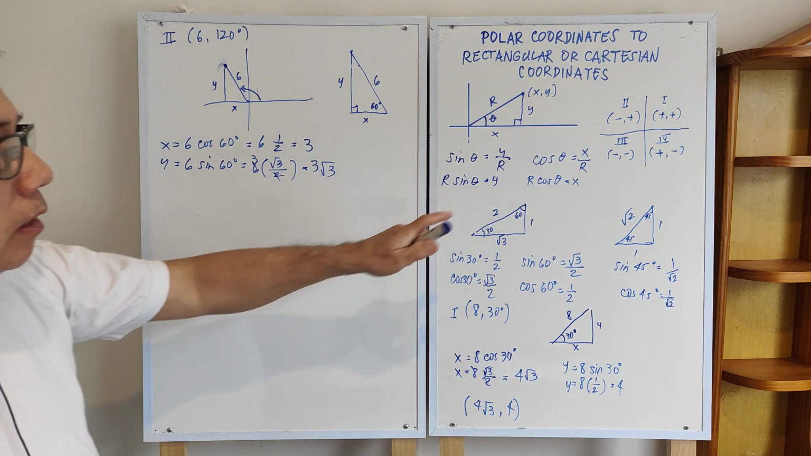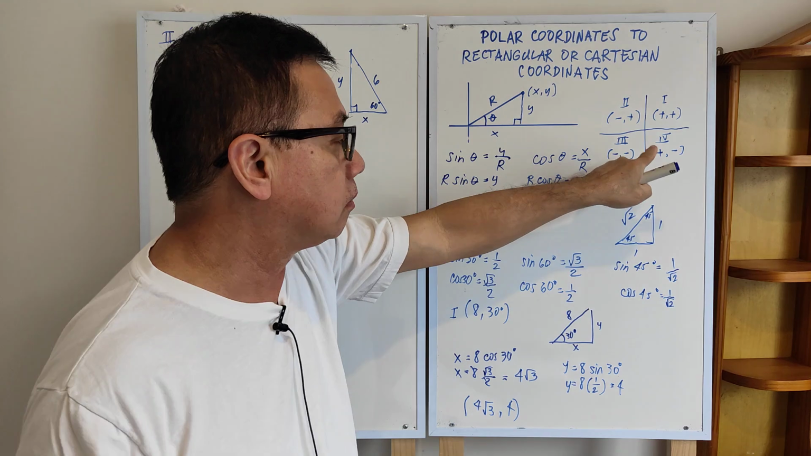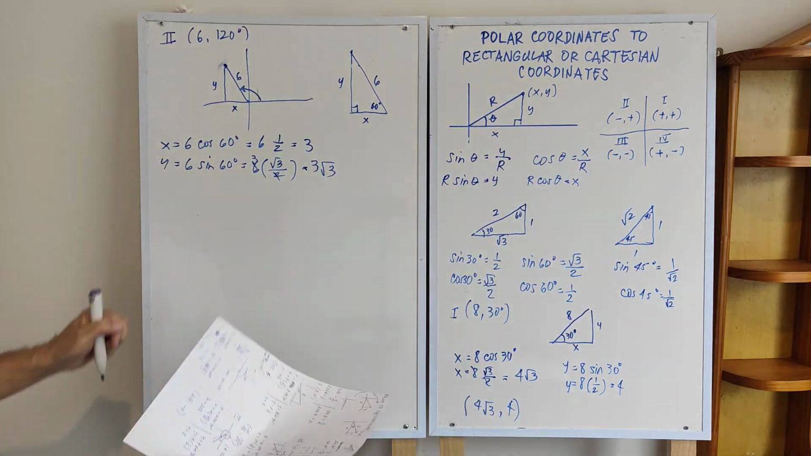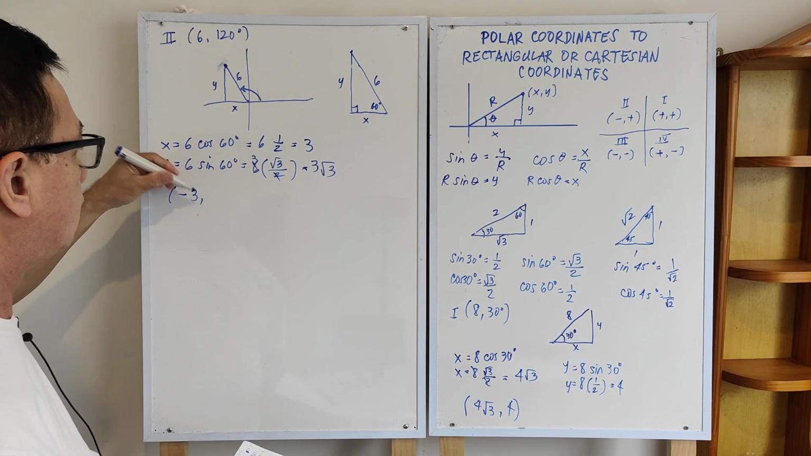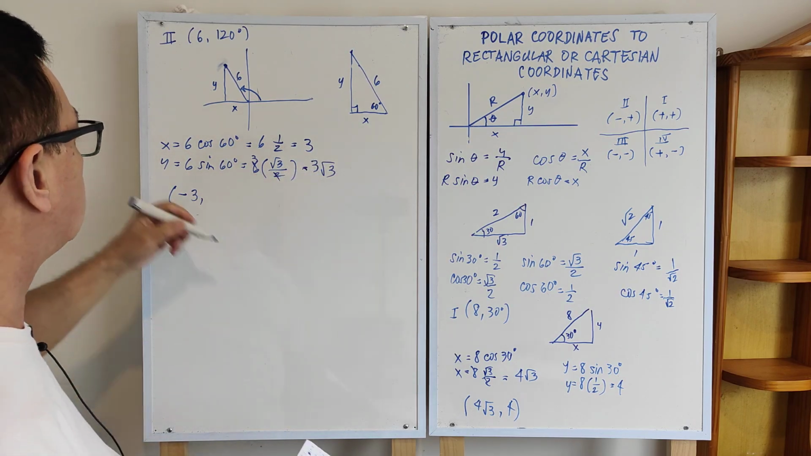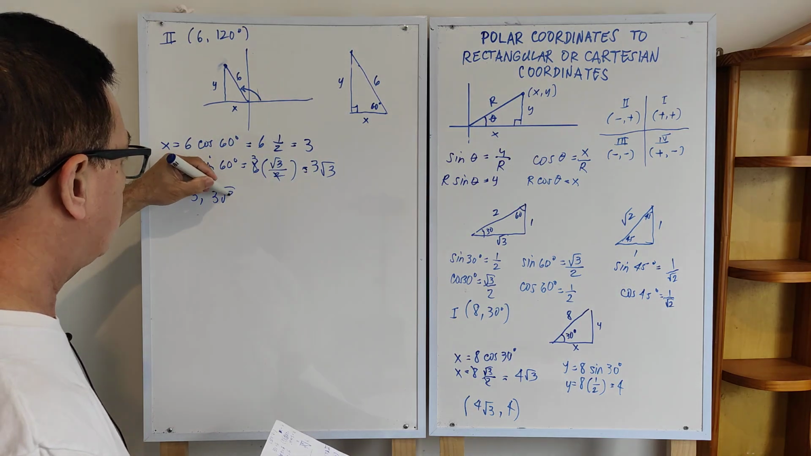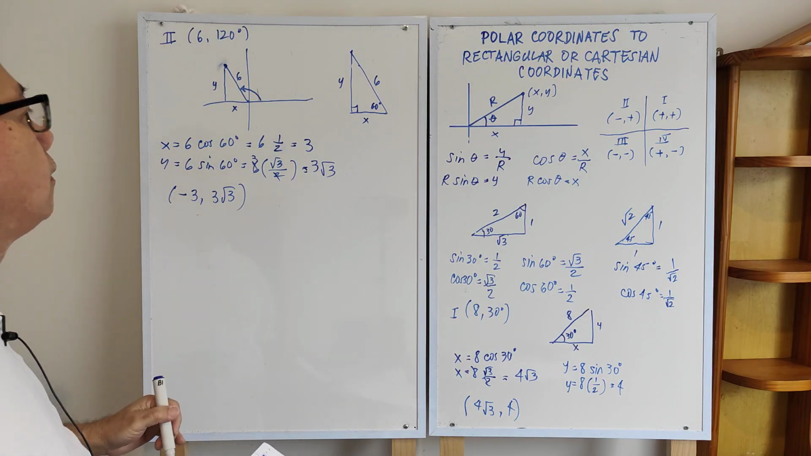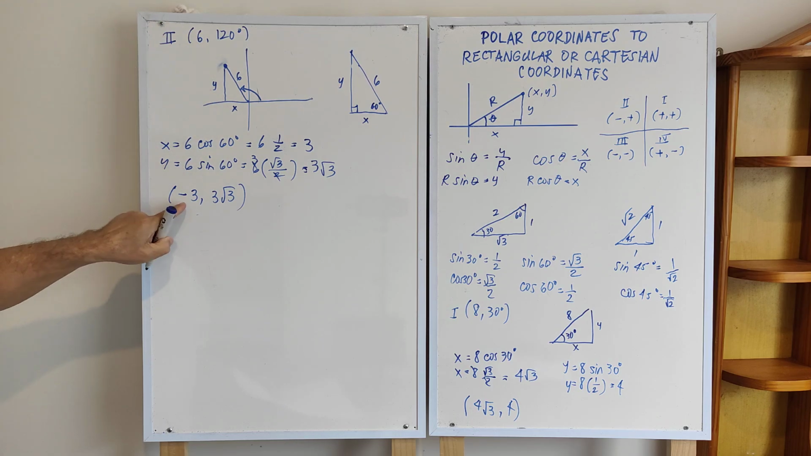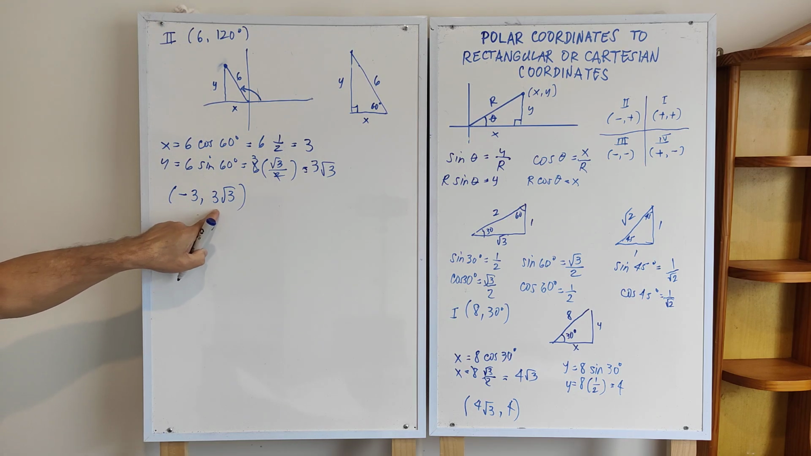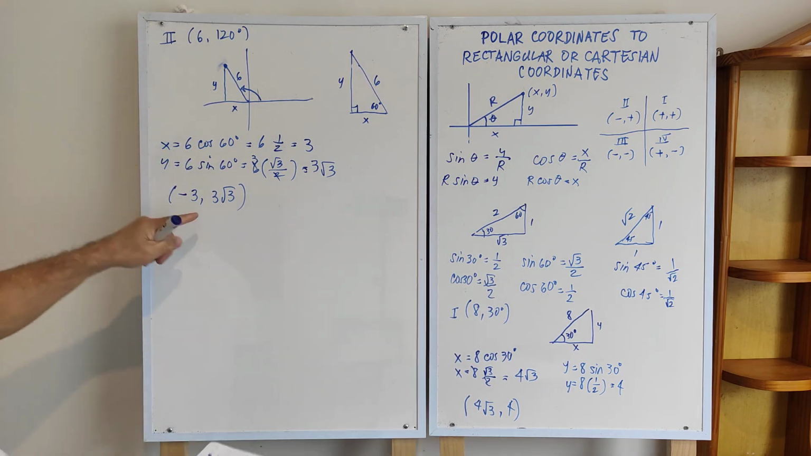So now in quadrant 2, your first number, your x is negative, your y is positive. So your x is negative 3, and then your y is positive 3 square root of 3. So your x and y for this point is negative 3 and 3 square root of 3.